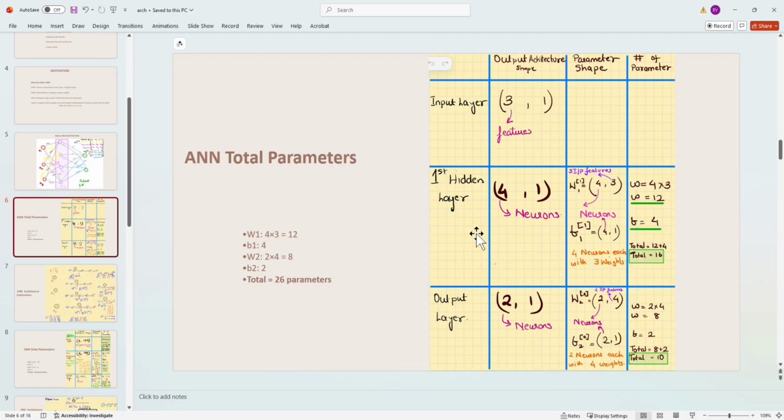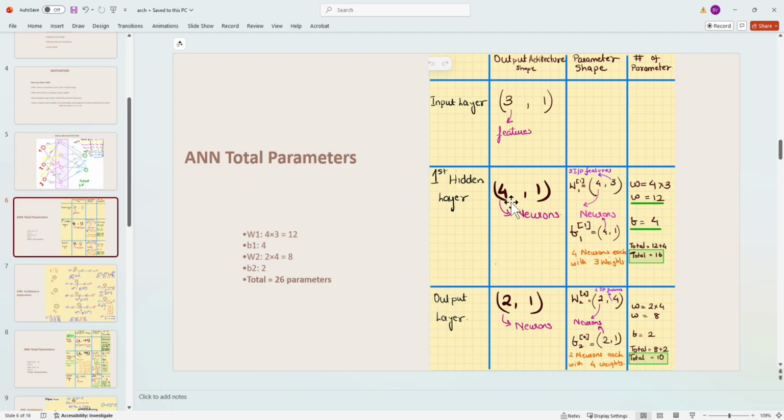Okay, so now let's talk about the total number of parameters just for the ANN, the artificial neural network. As you saw in the previous slide, it has 3 inputs, which are our 3 features. This is the output shape of our input matrix. This is the output shape of our hidden layer: 4 rows and 1 column.